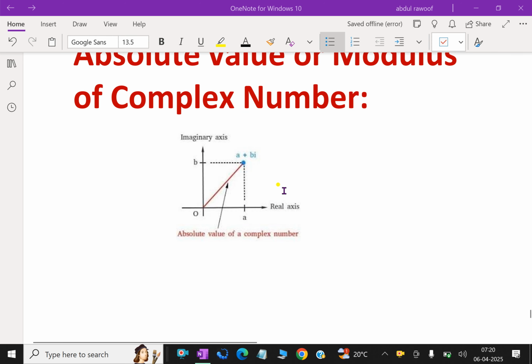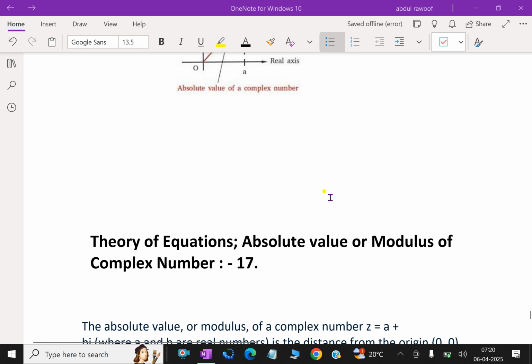Look at this. Here, this is the xy plane. X axis is the real axis. Y axis is the imaginary axis. This is a point that represents a complex number a plus bi, where a is the x distance, b is the y distance. This length, that is from the origin to that point, is called the absolute value of that complex number, the distance from origin.